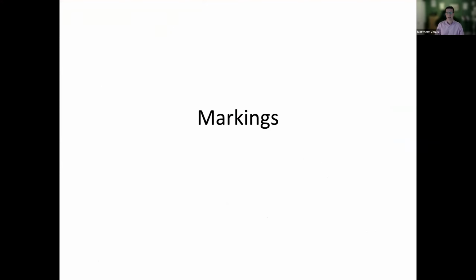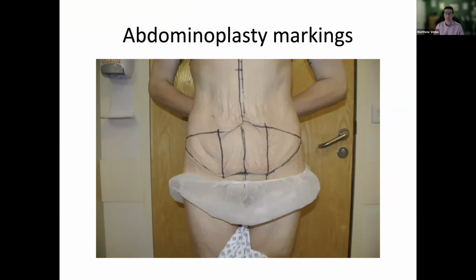So just, plastic surgeons can't really work without lines. So we do lots and lots of markings for these procedures.